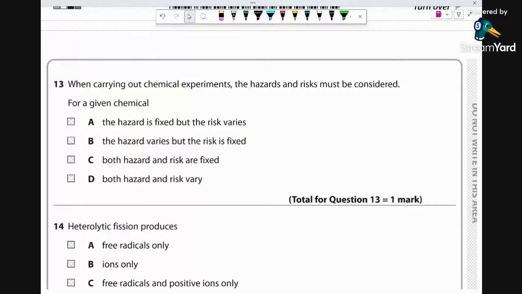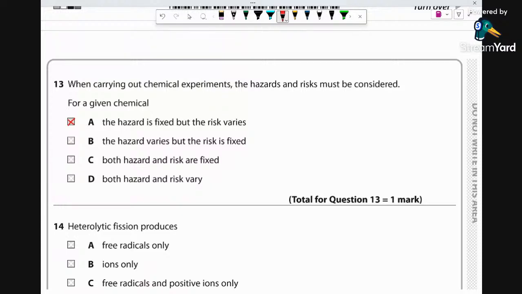Both hazard and risk are fixed. Both hazard and risks vary. So I'm going to go for B because the hazards, I think, are fixed. You can't change a hazard. So hazards are fixed and risks vary. Yep, because we can change the risk by doing precautions. We can lower it. I'm going to go for A. That one, though, again, why not A? I've gone for A.